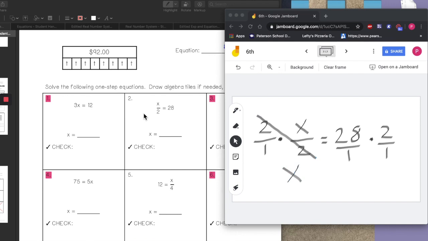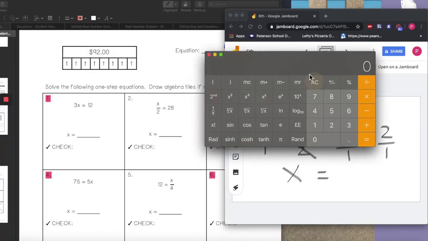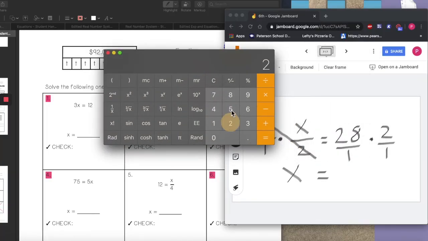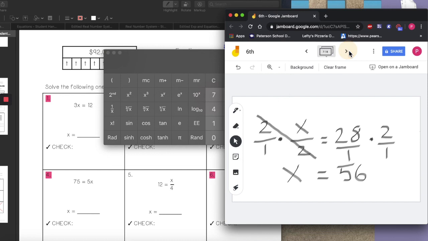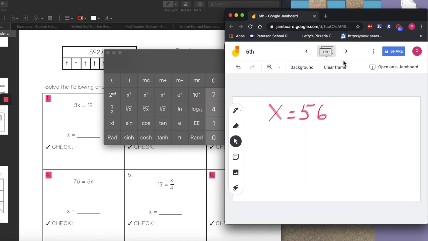Now I have to solve for the other side, and I have 28 being multiplied by 2. So I can take 28, multiply it by 2, and I get 56. So I have 56. Now if you wanted to check your work, I had x equaling 56. So I can plug in 56 to my original equation.